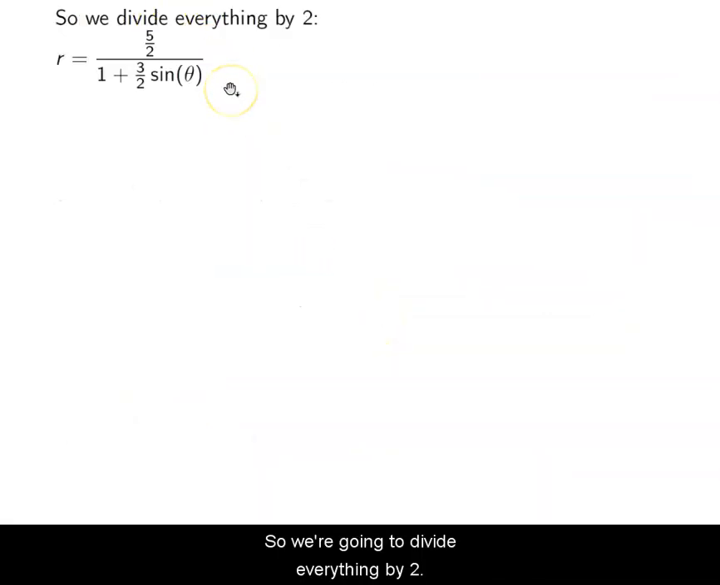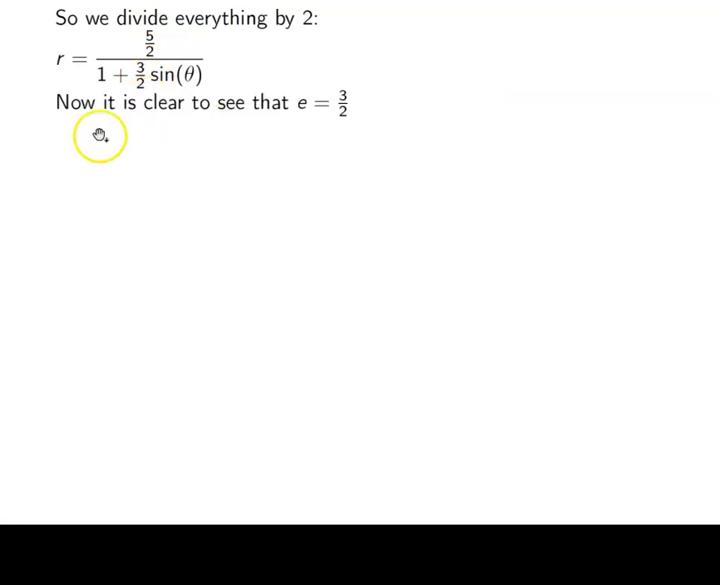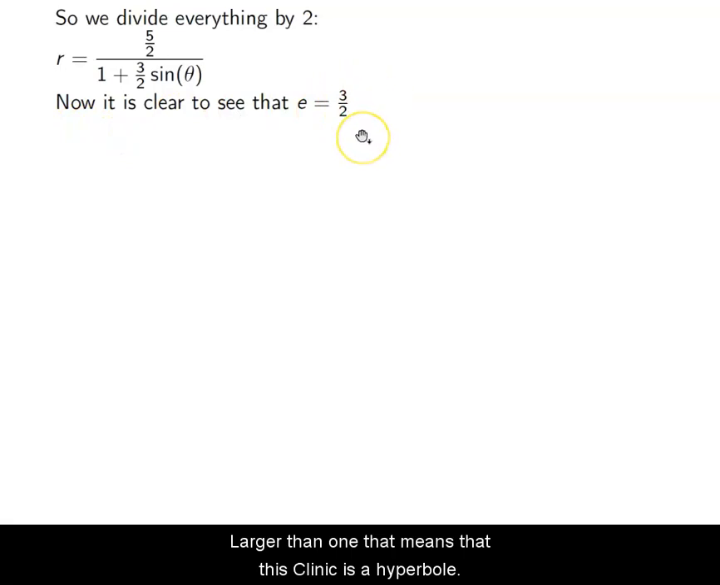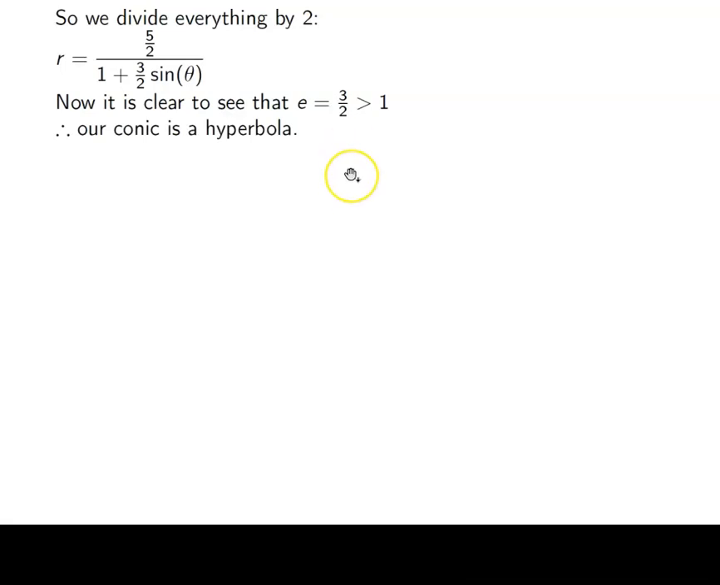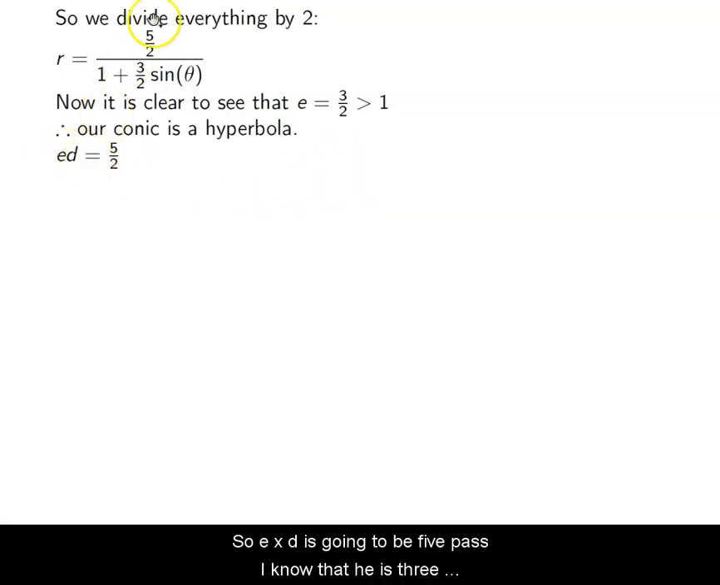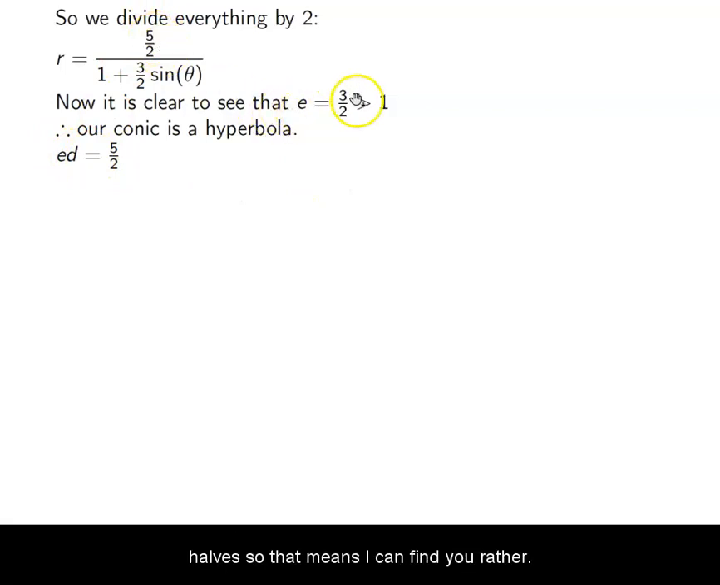So we're going to divide everything by 2. Okay, top and bottom, or I could just keep the 1/2 on bottom, but then that won't be helpful. I would still need to simplify it. So I can just divide everything by 2. It's the same thing. That tells me my eccentricity then is 3/2 or 1.5. Okay. It's larger than 1, so that means that this conic is a hyperbola. Okay. So E times D is going to be 5/2. I know that E is 3/2, so that means I can find D rather easily. So D is 5/3.